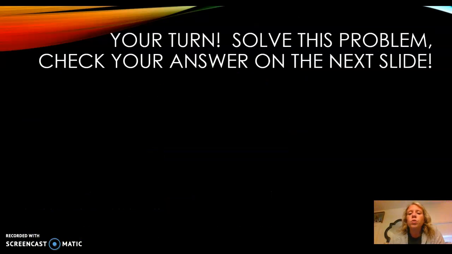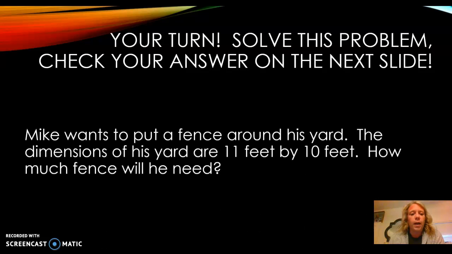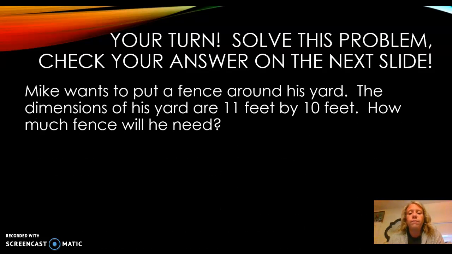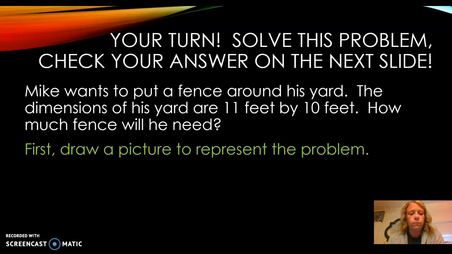Here's your turn. Solve the problem. Check your answer on the next slide. Mike wants to put a fence around his yard. The dimensions of his yard are 11 feet by 10 feet. How much fence will he need?